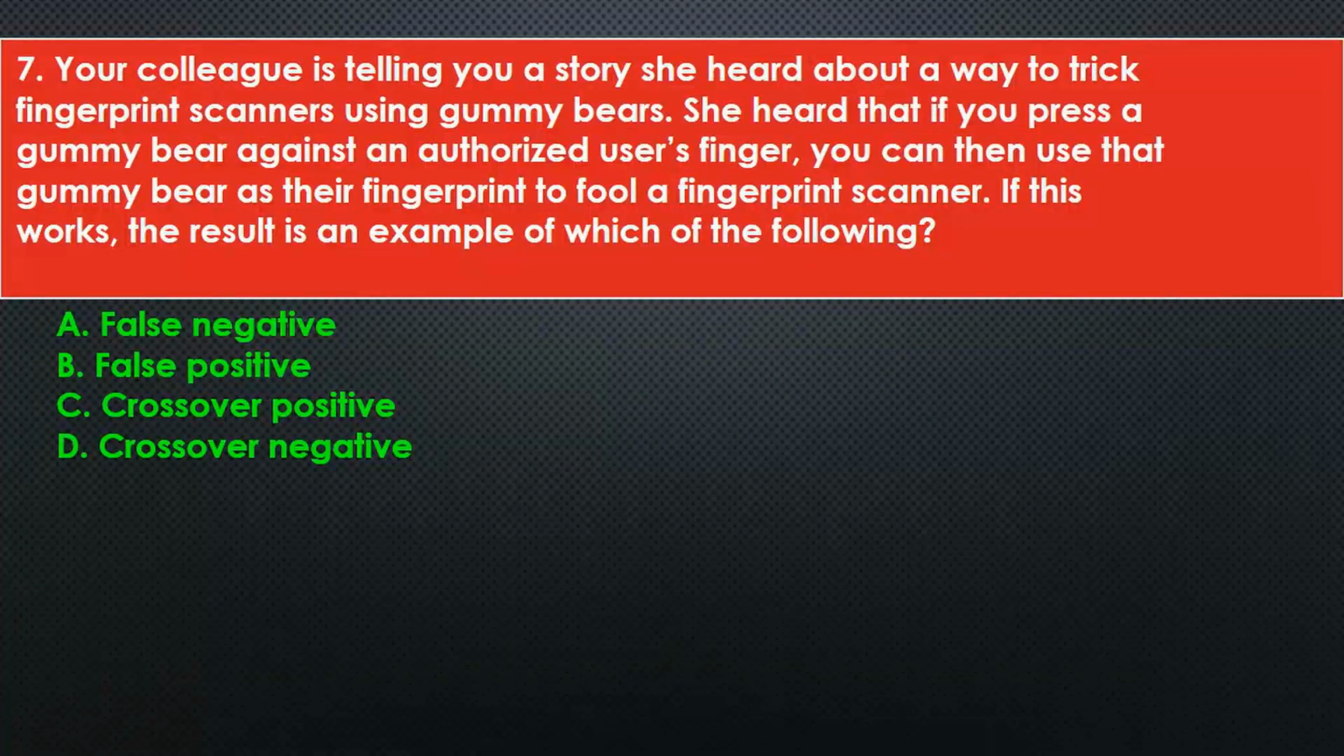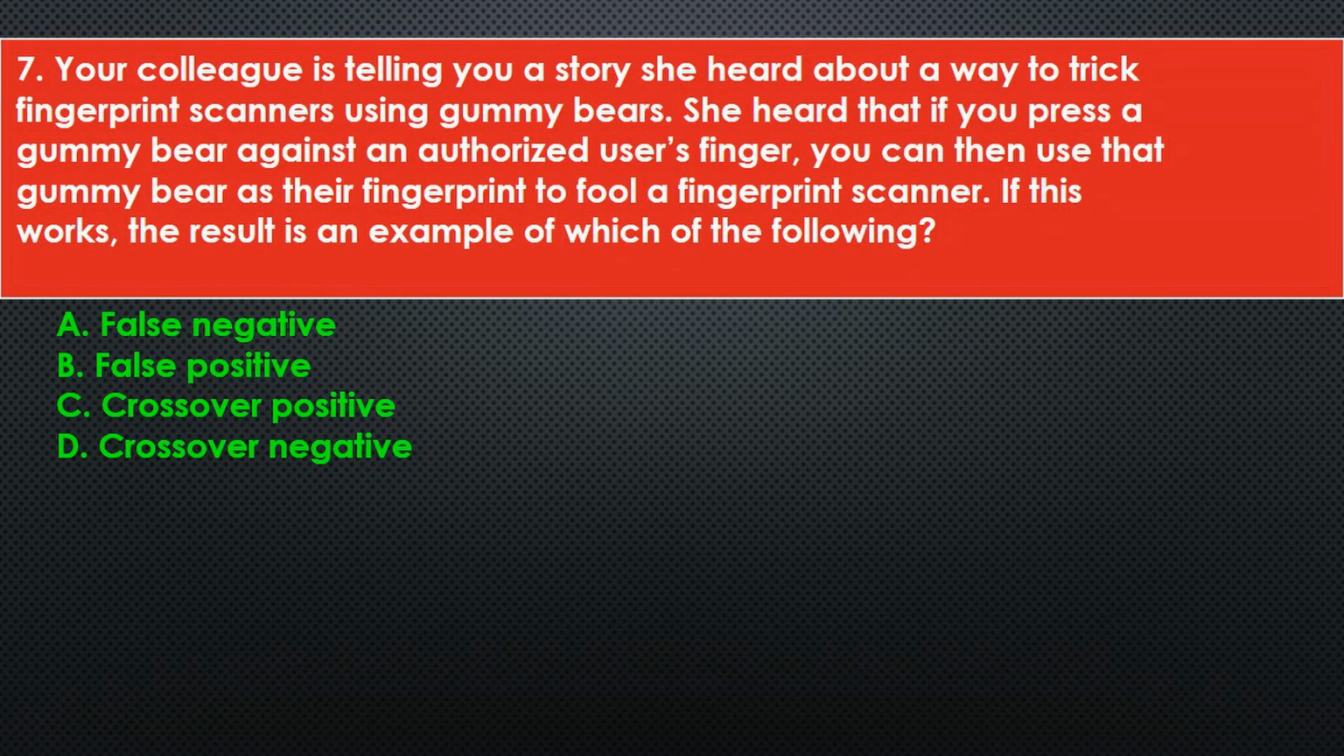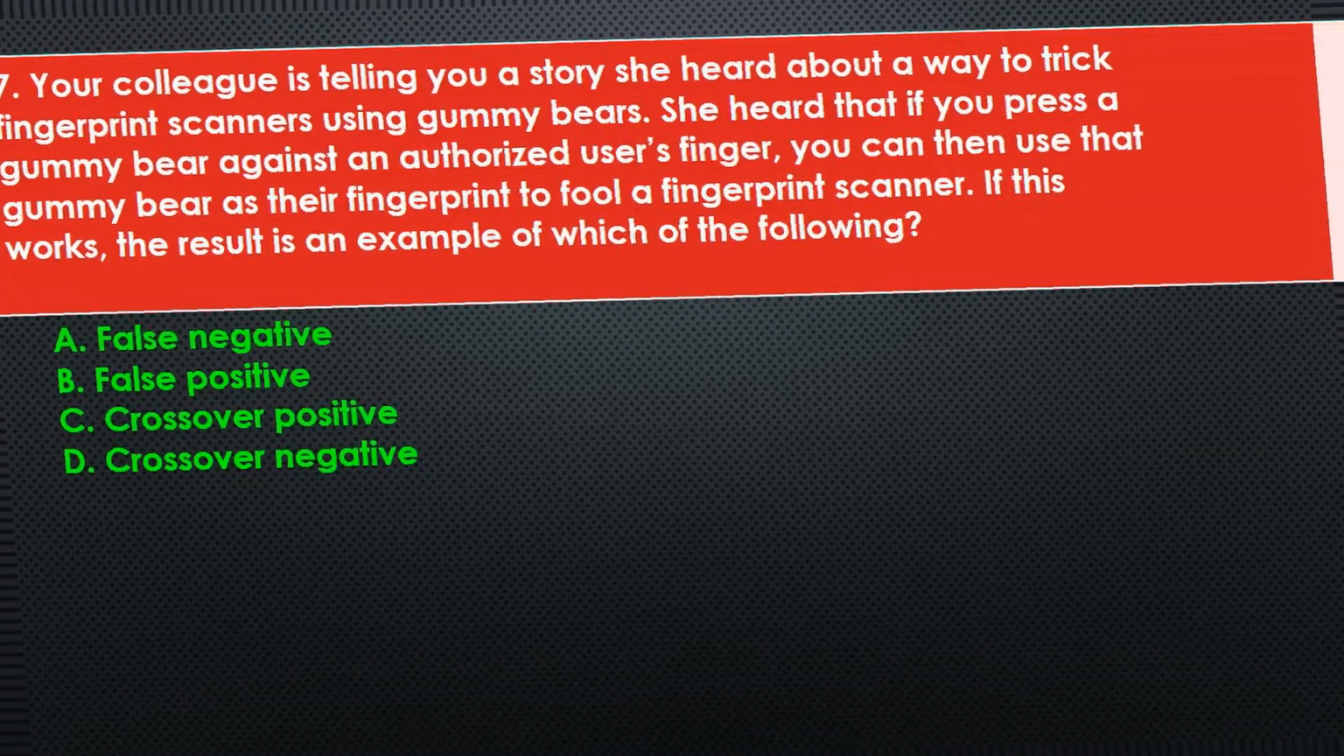7. Your colleague is telling you a story she heard about a way to trick fingerprint scanners using gummy bears. She heard that if you press a gummy bear against an authorized user's finger, you can then use that gummy bear as their fingerprint to fool a fingerprint scanner. If this works, the result is an example of which of the following? A. False negative. B. False positive. C. Crossover positive. D. Crossover negative.